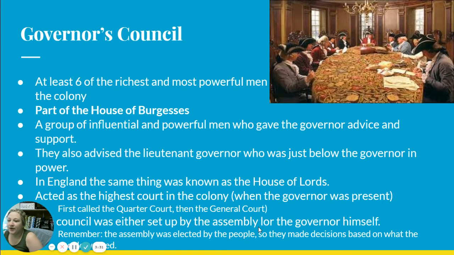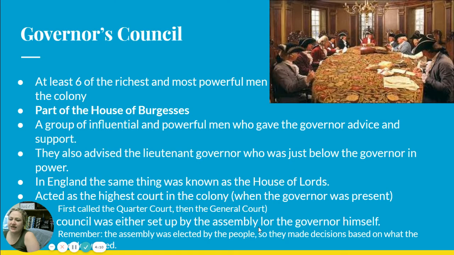So the Governor's Council was at least 6 of the richest and most powerful and influential men in the colony. It was part of the House of Burgesses, a group of influential and powerful men who gave the governor advice and support. They also advised his lieutenant governor, which just meant the man directly below the governor as far as power. In England, the same thing is known as the House of Lords. So they acted as the highest court in the colony when the governor was present. It was first called the Quarter Court and then the General Court. So the council was either set up by the assembly or the governor himself.